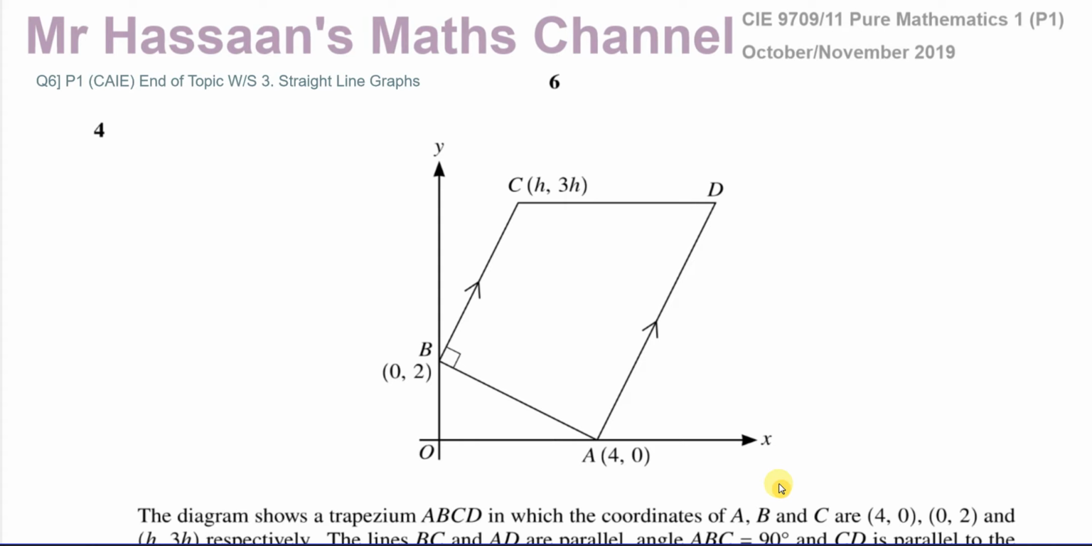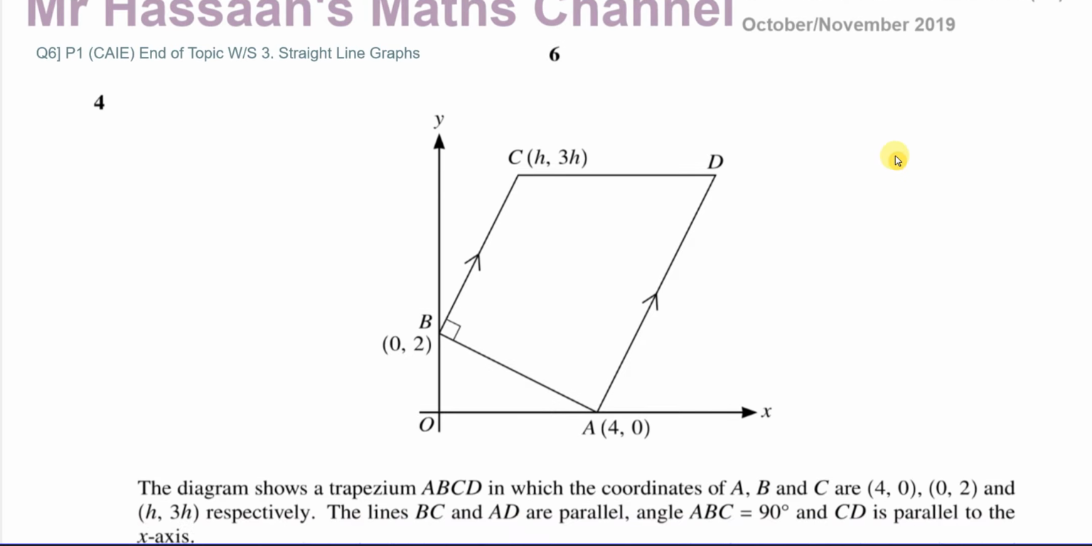I'm answering a question now upon the request of one of my students. This question is from one of my end of topic worksheets on straight line graphs, end of topic worksheet 3 from my Cambridge P1 material. This is question number 6 from that worksheet, and it also corresponds to question number 4 from the October-November 2019 P1 paper, from Cambridge 9709, variant 11.